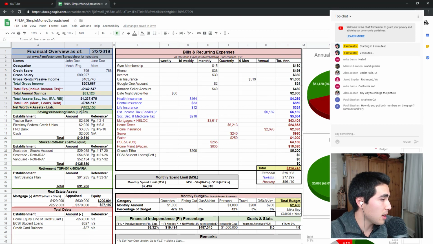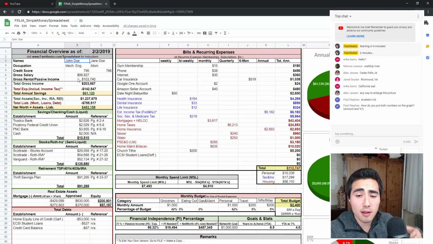So we have this block here, and that's pretty much your overall top level figures. I'll do Q&A maybe towards the end. And then you can put your names, your occupation, your credit score. And I love to use this.